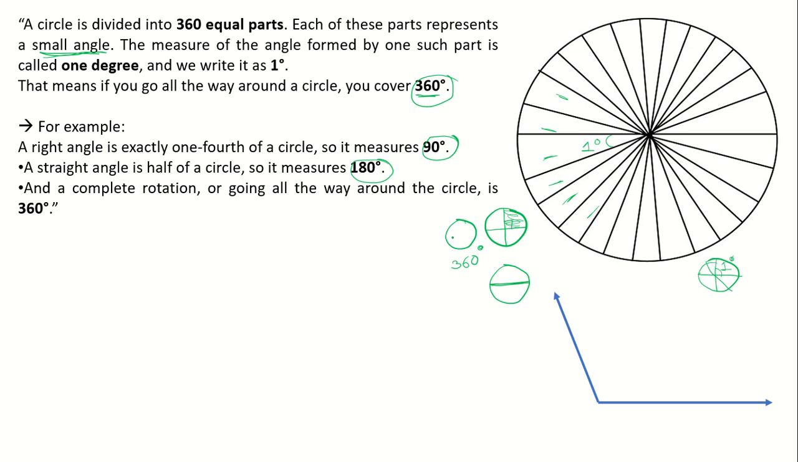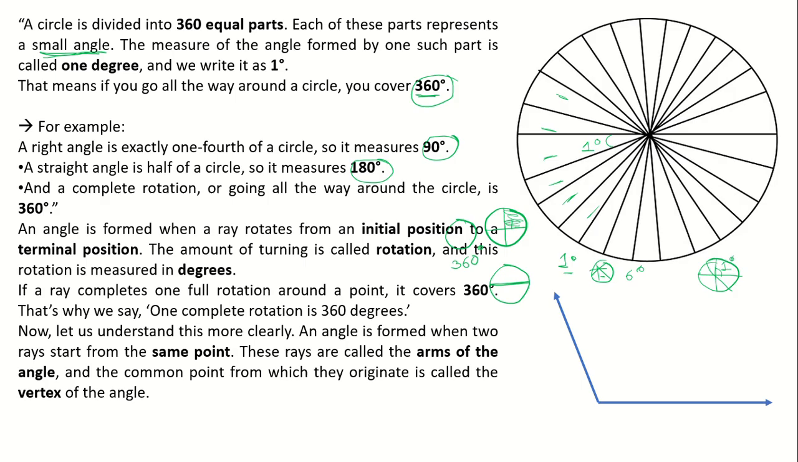As I mentioned, a slice of pizza is 1 degree. In a pizza, you have many slices, right? So one slice is 1 degree. If you have 6 slices, how many degrees will you measure? 6 degrees. Next, we'll see what an angle is.